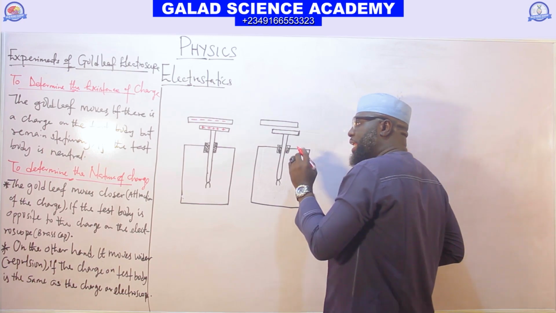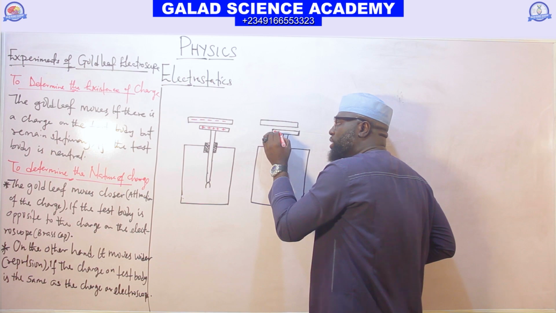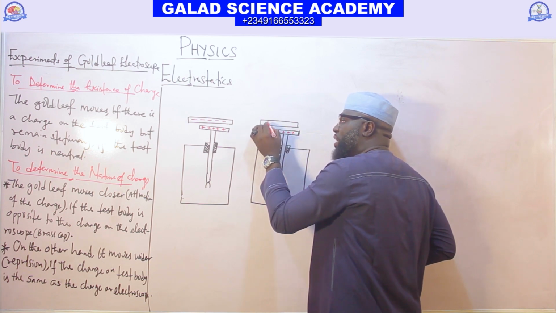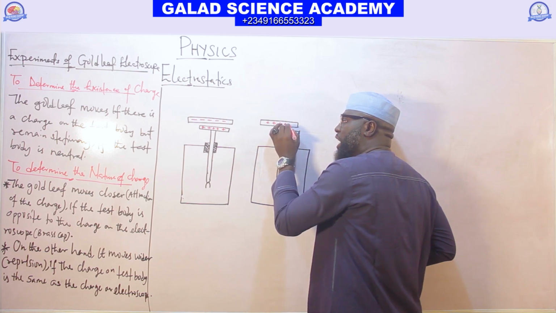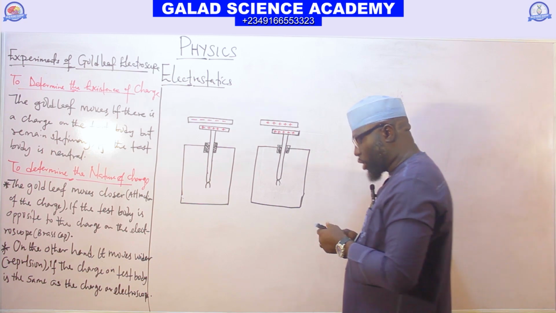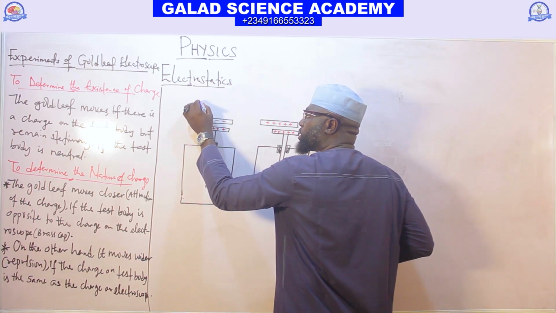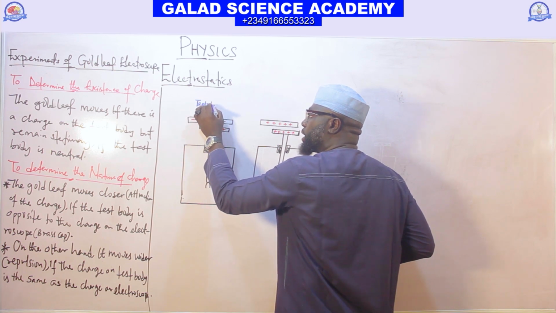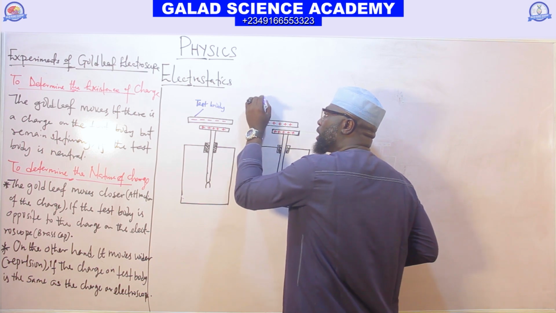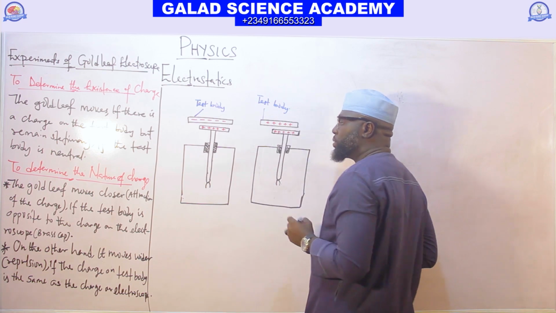But here, the charge we have on the electroscope is positive, and the charge we have on the test body is also positive. This is what we call a test body. This is also called a test body.